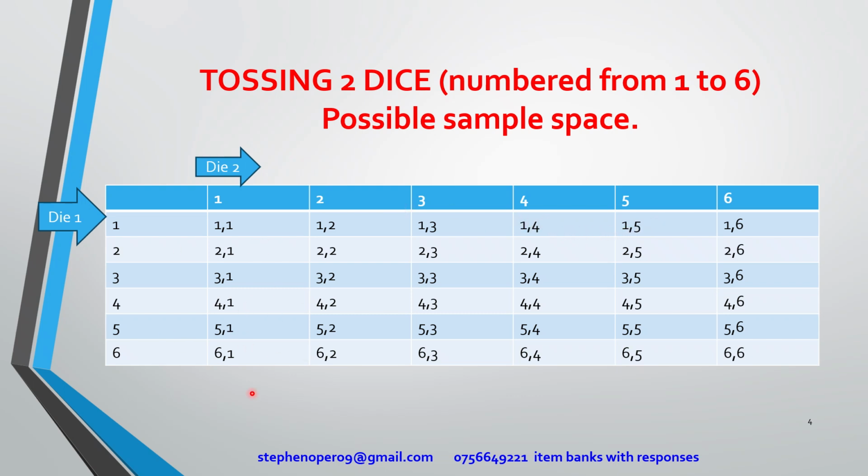Find the likelihood that the numbers are the same. A pair gives the digits that are the same. So you'll get 1, 1, 2, 2, 3, 3, 4, 4, 5, 5, 6, 6. So they are making which number of sample event? 1, 2, 3, 4, 5, 6. Are they 7? No, 6. They are 6. So 6 divided by the total number of sample space, which is 36, gives you what?